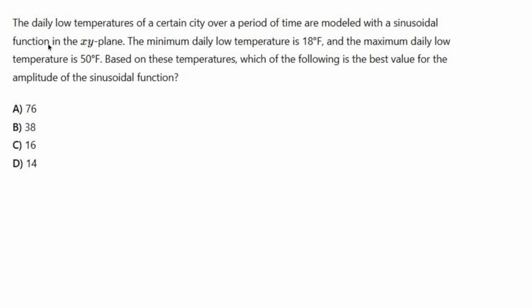The daily low temperature of a certain city over a period of time is modeled by the sinusoidal function in the xy plane. Sinusoidal function looks like this. Much better than that though. The minimum daily temperature is 18 degrees. The maximum daily low temperature is 50 degrees. Based on these temperatures, which of the following is the best value for the amplitude of the sinusoidal function?